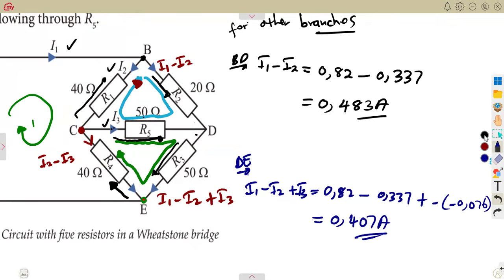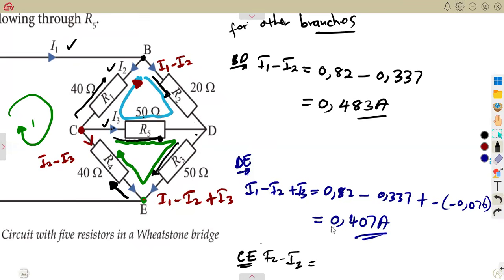Then we also have this branch, the branch of CE, this one. Those branches that we stated before, guys. So we also have the branch of CE, and in this branch of CE, the current is given as I2 minus I3, sorry.